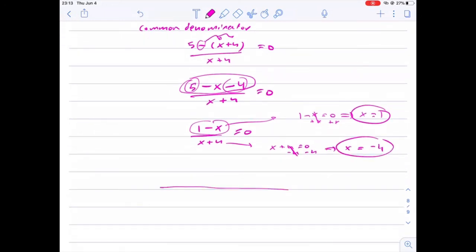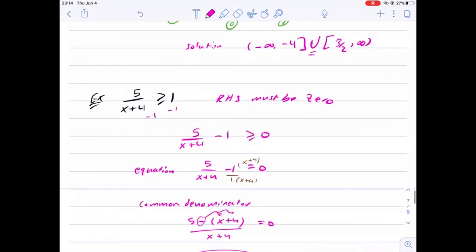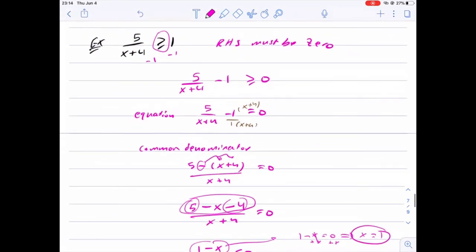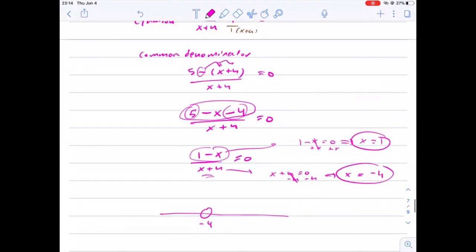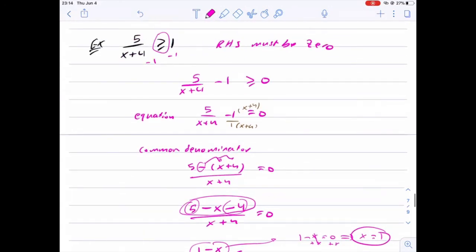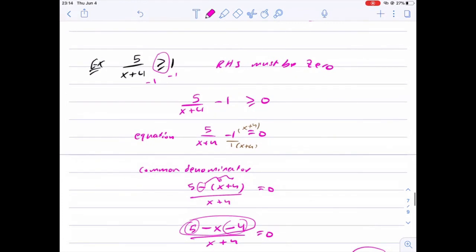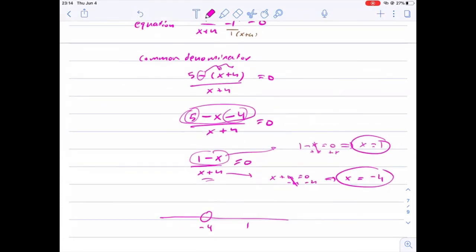On the number line we put those two values. Negative 4 is always open. The 0 of the denominator is always open because that does not belong to the domain. That makes trouble if we substitute it. So we need to exclude it even if we have equality in the original inequality or problem. And at 1, now the numerator depends on the inequality symbol that we have. We have greater than or equal. That means at 1 it will be closed.